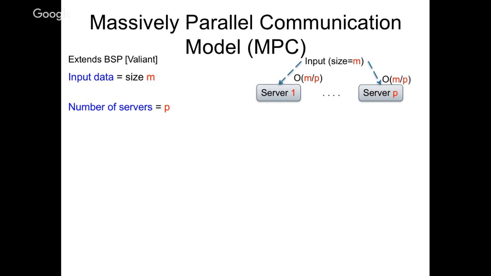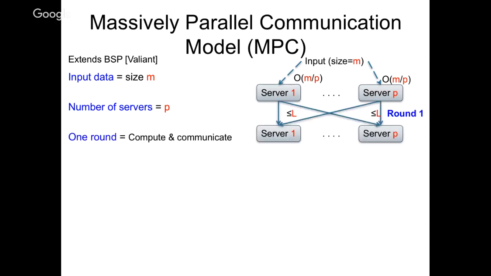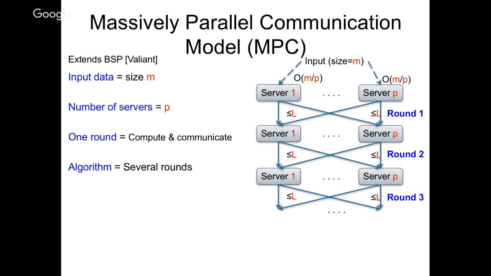Initially, the data is uniformly partitioned on the P servers. Each server has about M/P tuples. The computation proceeds in rounds. The servers exchange the data. Usually the entire data is being exchanged, sometimes even more. And then they compute, and then they can continue. They exchange data again and compute, and so on. An algorithm consists of several rounds.